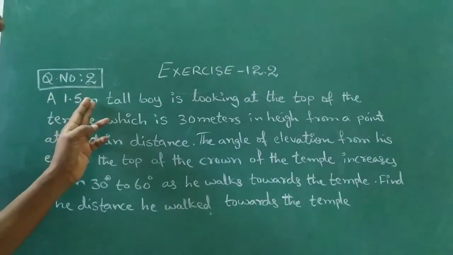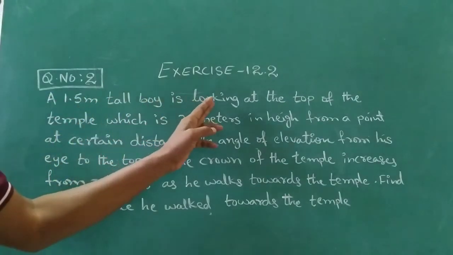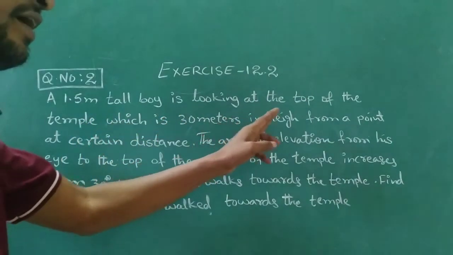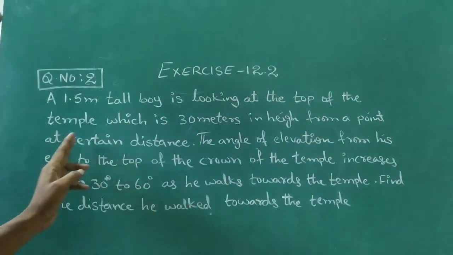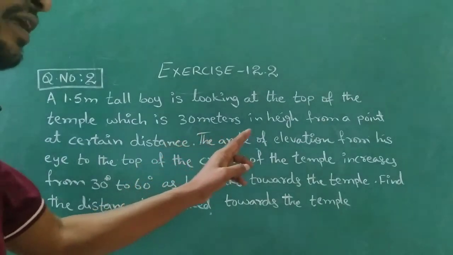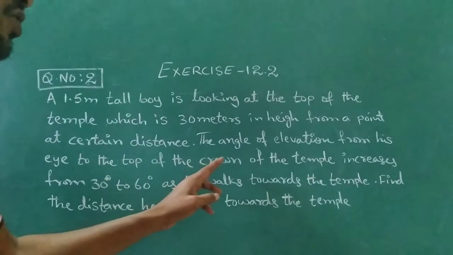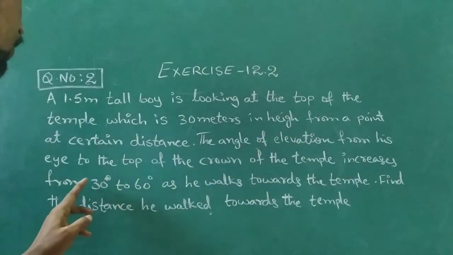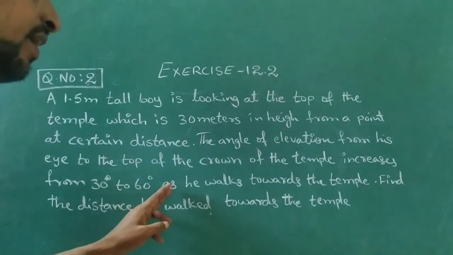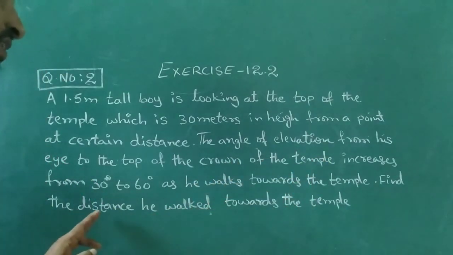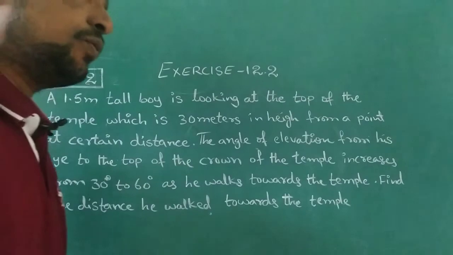A 1.5 meters tall boy is looking at the top of the temple, which is 30 meters in height, from a point at a certain distance. The angle of elevation from his eye to the top of the crown of the temple increases from 30 degrees to 60 degrees as he walks towards the temple. Find the distance he walked towards the temple.